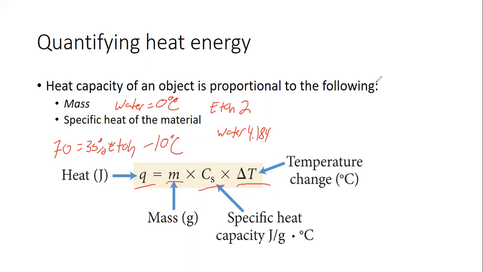All right. So the equation we're using is Q equals m c_s delta T. The amount of energy I put in is equal to the mass times the heat capacity times the change in temperature. Again, when you see delta, it's final minus initial.